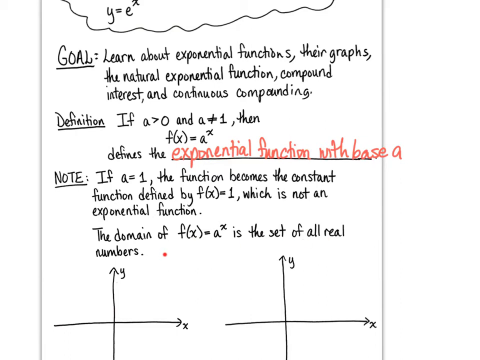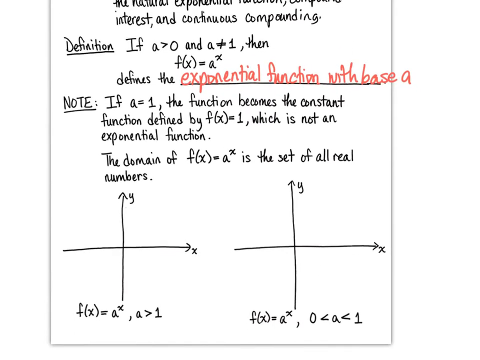So now let's talk about the graph of a to the x. So, f of x equals a to the x, where a is greater than 1, has the following graph. It looks like this. Okay? The y-intercept is the point 0, 1. Another point on the graph is 1, a.